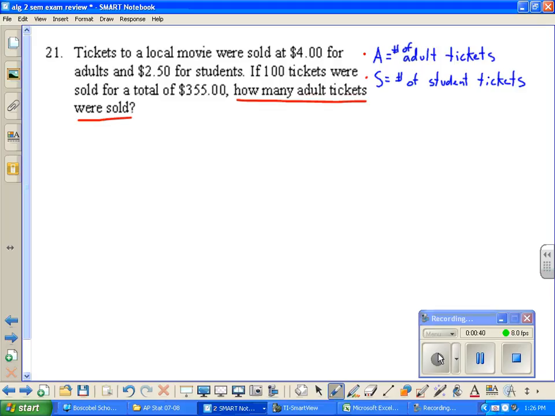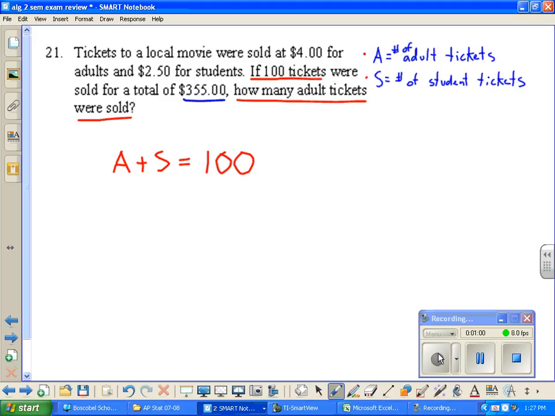Well, first thing they tell me is that there was a total of 100 tickets sold. So that means that A plus S is equal to 100. Well, they also tell me that a total of $355 of tickets were sold.